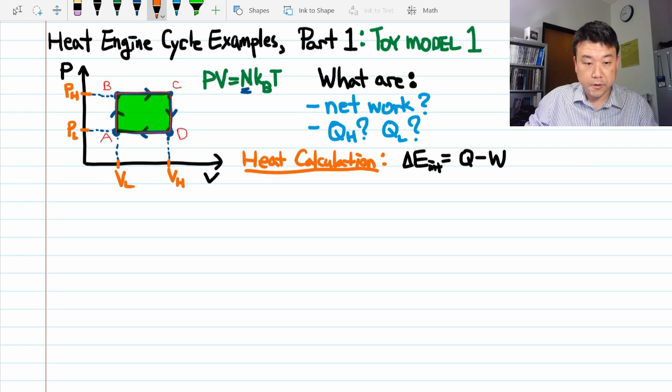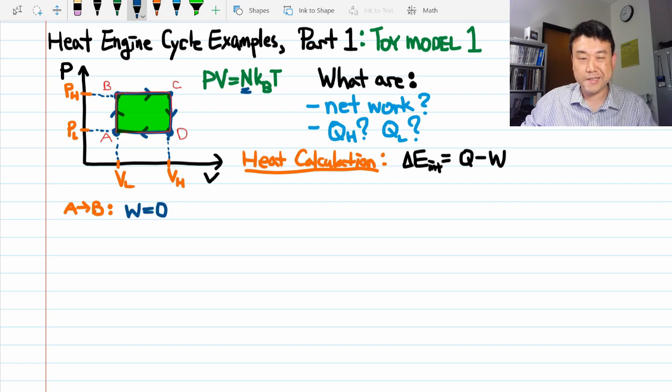Let's just start from point A to B. So we can start by figuring out the amount of work done. That was easy.